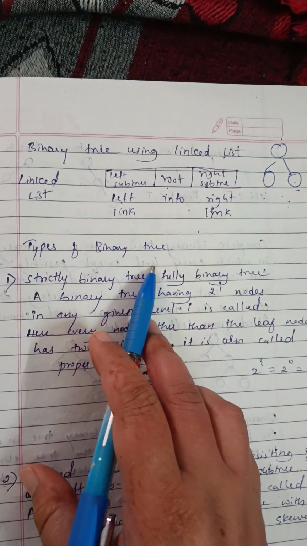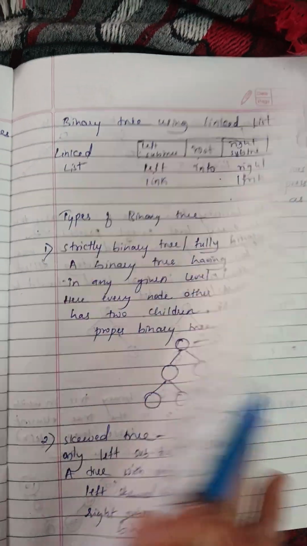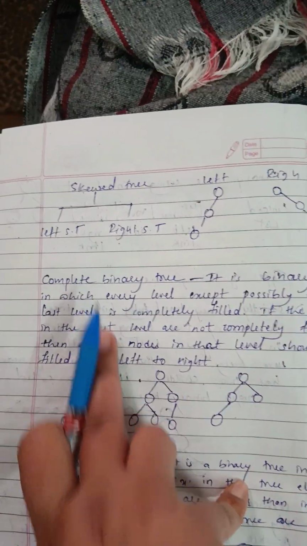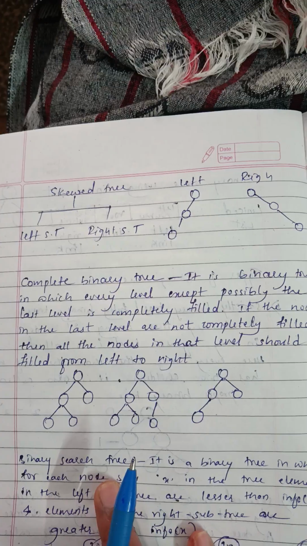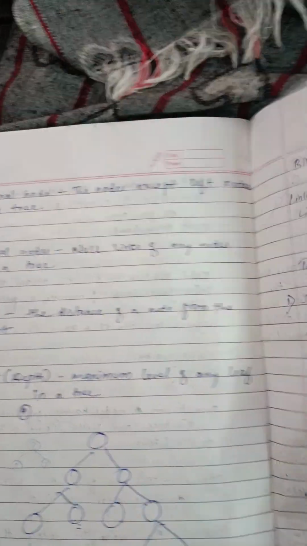Let's see the types of the binary tree. Types of the binary tree are strictly binary tree, skewed tree. Next one is complete binary tree. Third one is binary search tree, and last one is an expression tree.